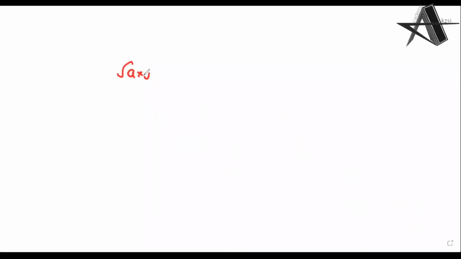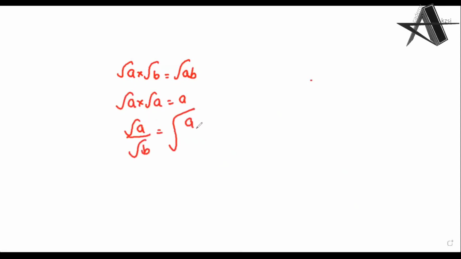Root A times root B will give you root AB, root A times root A will give you just A, and root A over root B will give you root of A by B. These three rules we have studied. On the basis of that, let me solve few questions.